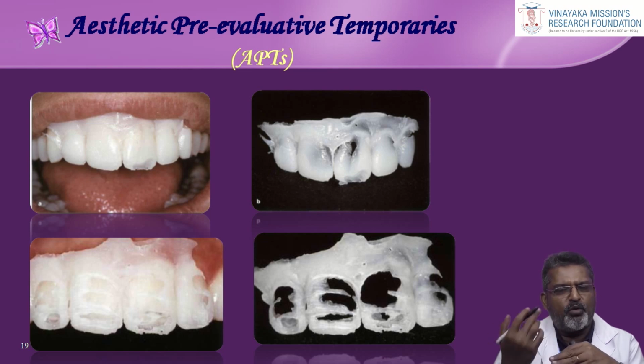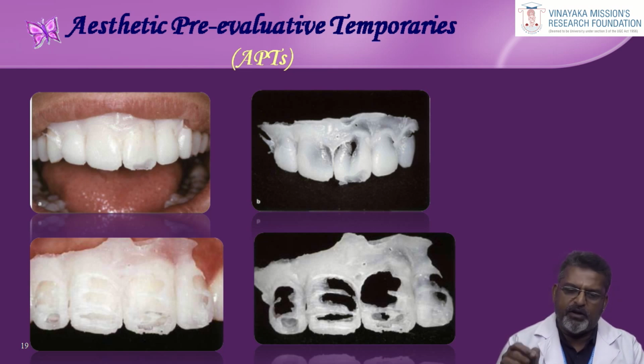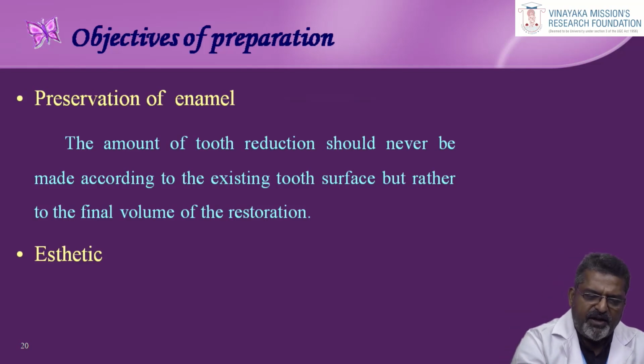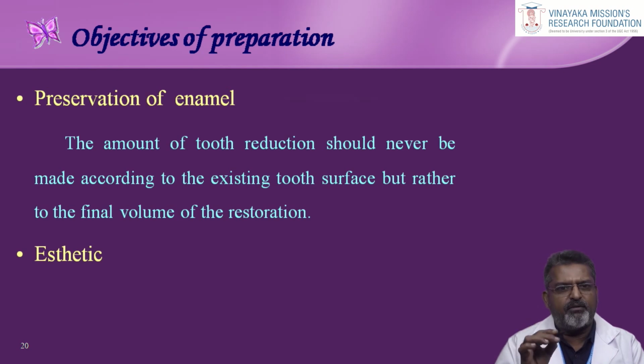As I told you, the more enamel you have, the better is going to be the bonding between your resin and your teeth. So these APTs are very important in your veneers. Coming to the objective of preparation, the ultimate and very important thing I always talk about whenever you do veneers is preservation of enamel. Enamel is going to have a lot of benefit. The amount of tooth reduction should never be made according to the existing tooth surface, but rather according to the final volume of restoration. That is what I was mentioning here.